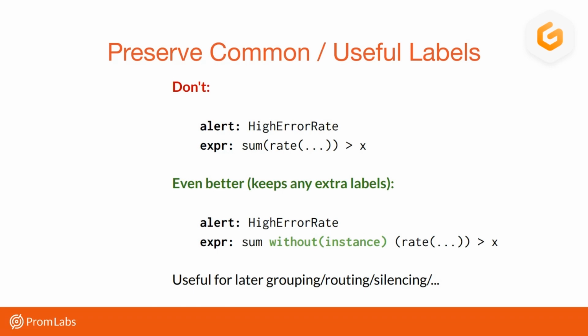And even better than using by is using without. That is kind of the opposite of the by. So by is an include list where you just list the labels you want to keep. Whereas without allows you to only remove the labels you really want to get rid of. So in this case, we want to aggregate over all the process instances, but keep all the other labels like namespace and job and all those cool things. And then later we can group and silence and do useful things with them.